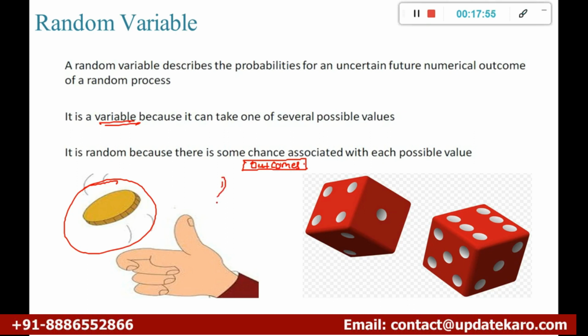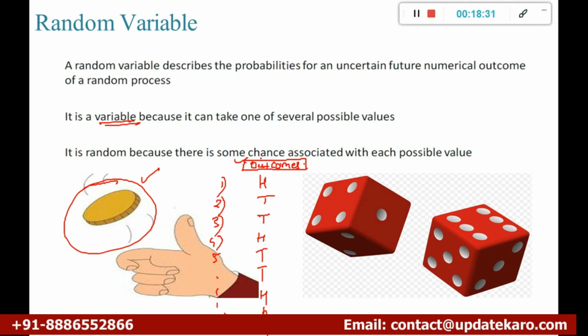And suppose I want to make 10 trials, then each time I toss the coin, I am going to get some output or outcome. For the first instance it is head, for the second instance it is tail, for the third it is tail, again head, tail, tail, head, head, tail, something like that.